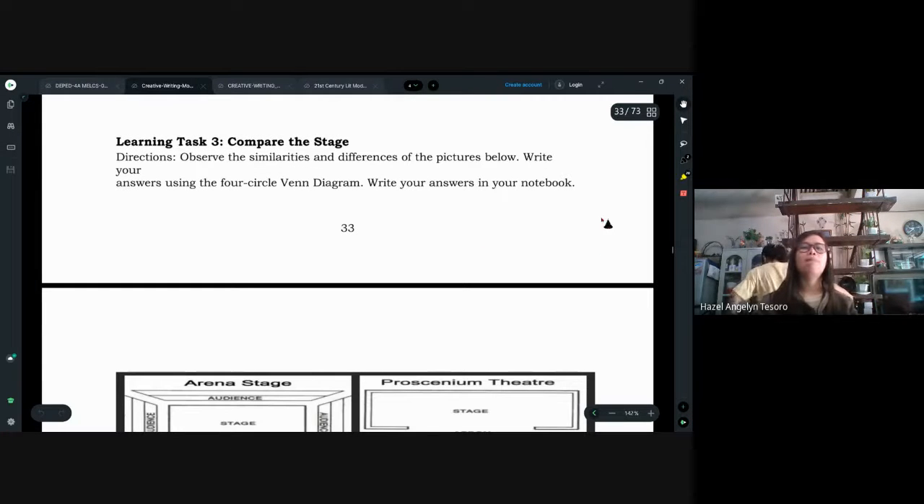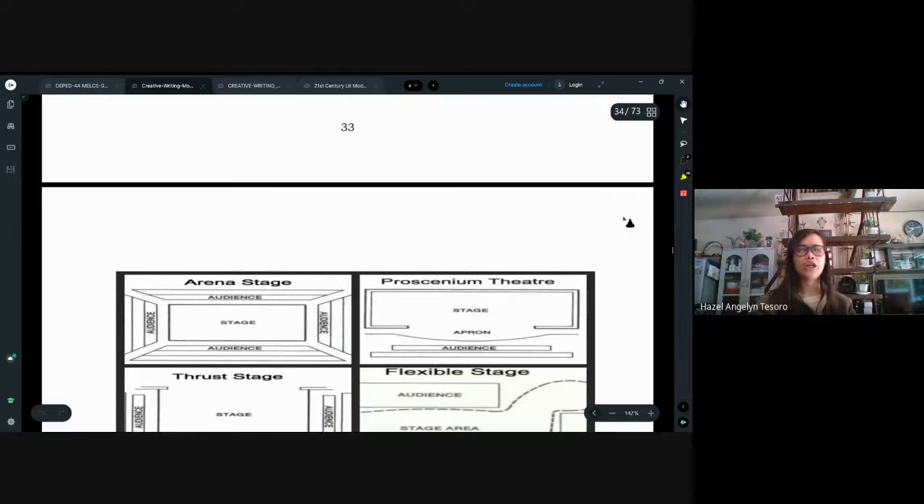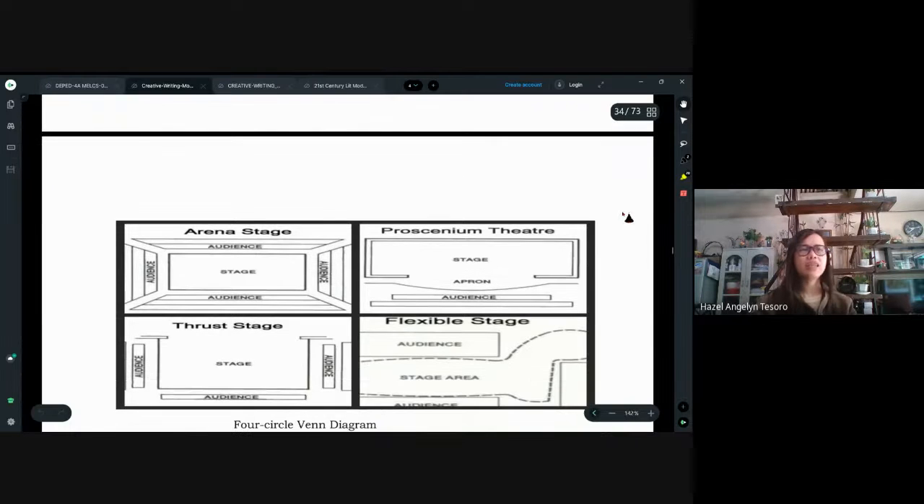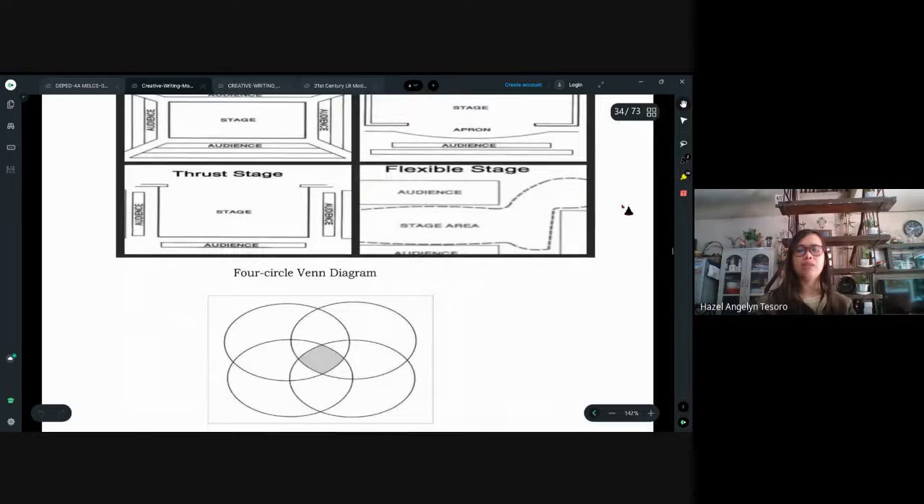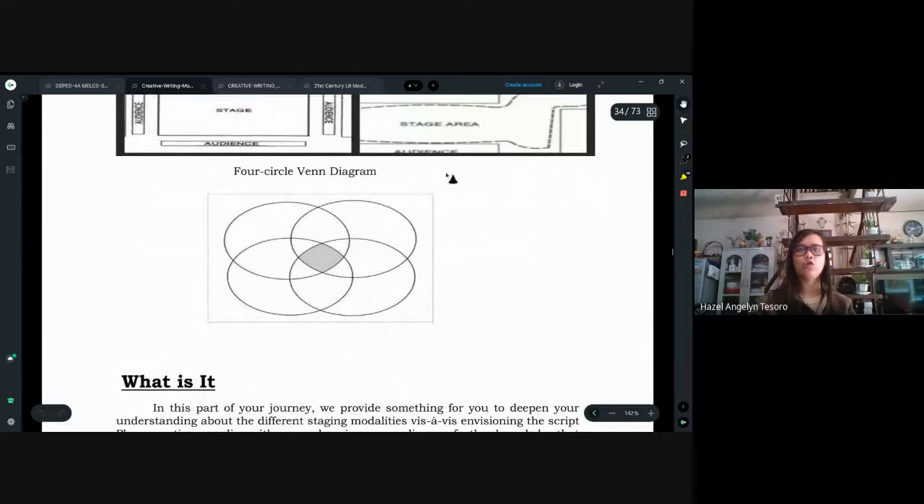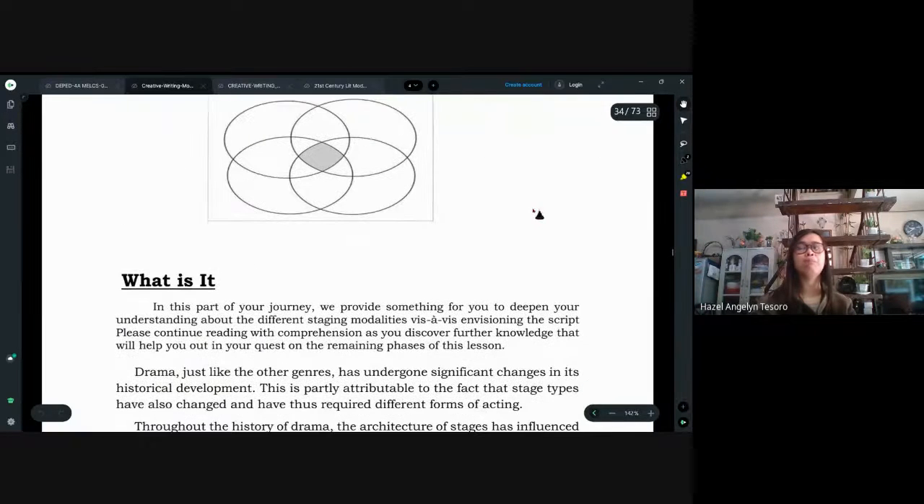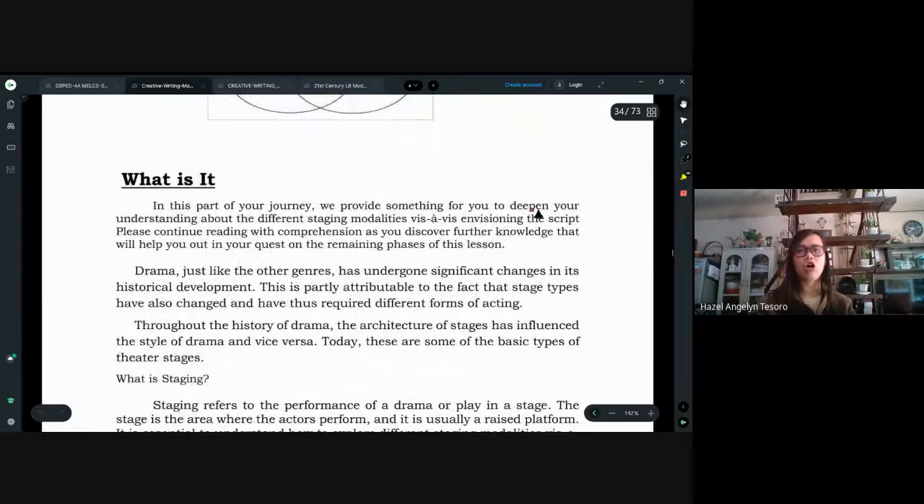And then eto, compare the stage. You are to observe the similarities and differences of the pictures below. Write your answers using the 4-circle Venn diagram. Write your answers in your notebook. I created another task here using the activity sheet. So we'll be delving into that later on. So ito yung 4-circle Venn diagram. Skip muna natin yan because we'll be focusing on the weekly home learning plan later. Let's focus muna on the content.